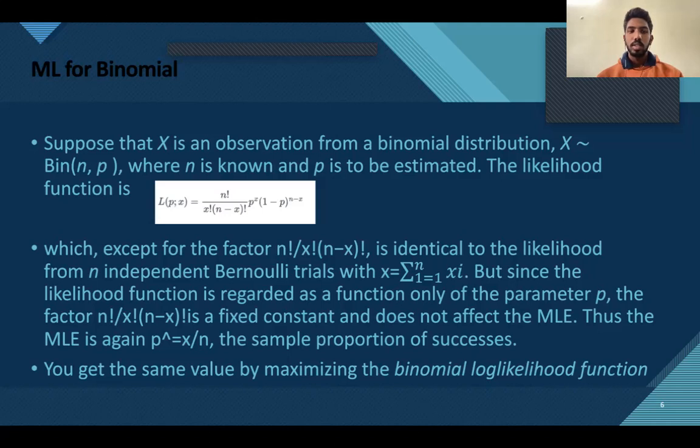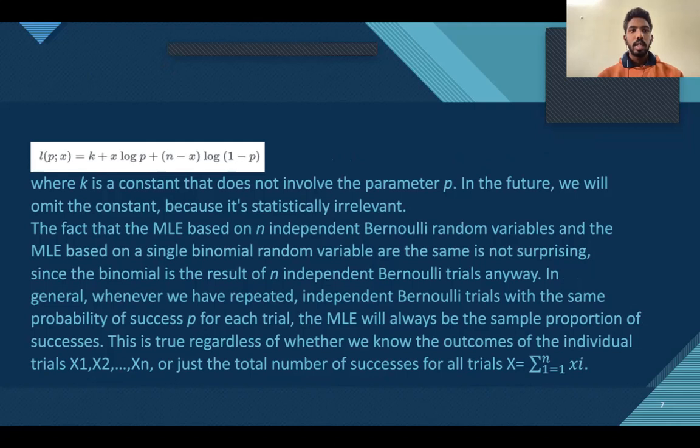The same proportion of successes. You get the same value by maximizing the binomial log likelihood function, L(p; x) equal to k plus x log p plus (n minus x) log(1 minus p), where k is a constant that does not involve the parameter p. In the future, we will omit the constants because they are statistically irrelevant. The fact that the MLE based on n independent Bernoulli random variables and the MLE based on a single binomial random variable are the same is not surprising, since the binomial is the result of n independent Bernoulli trials.